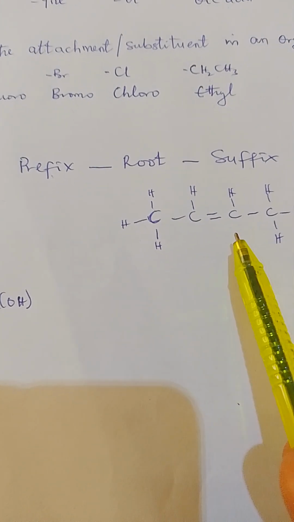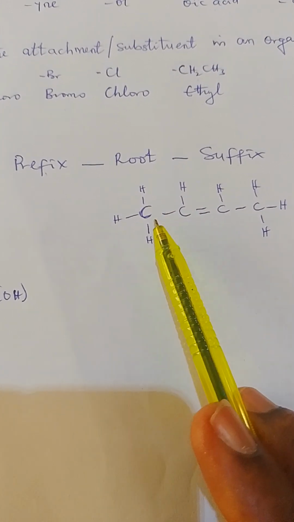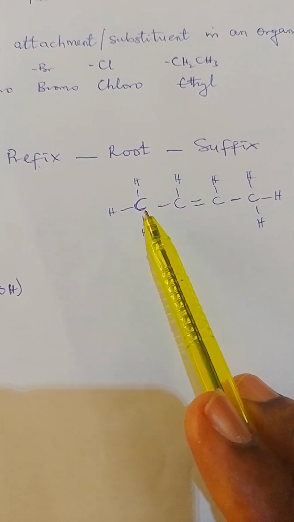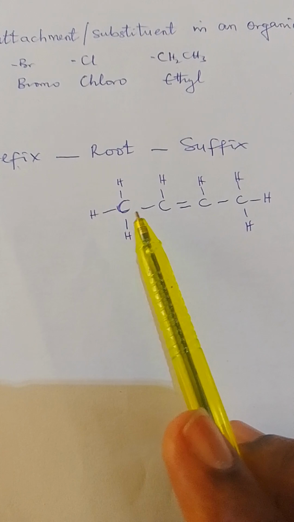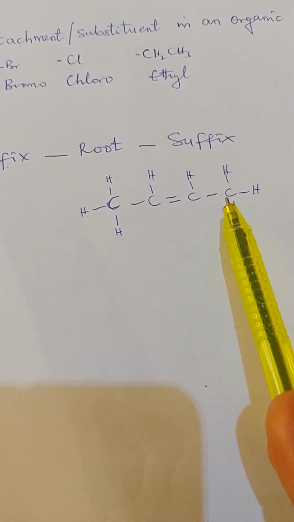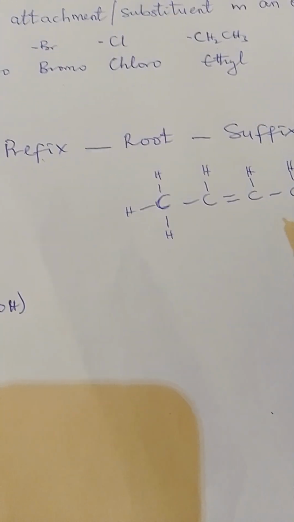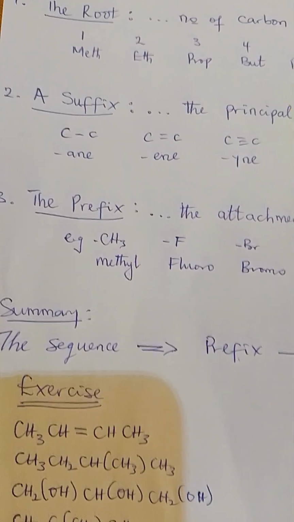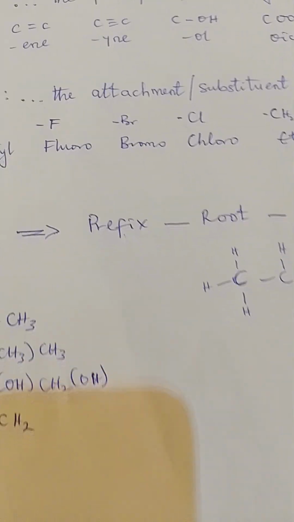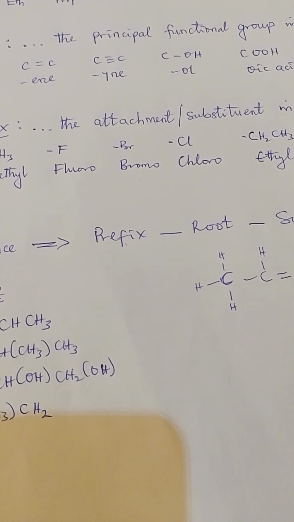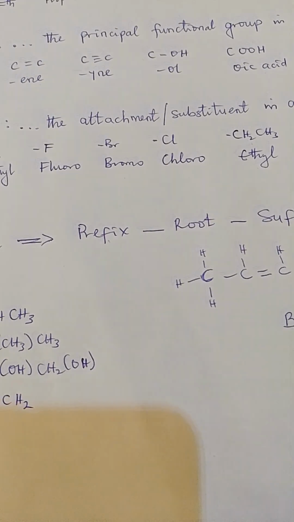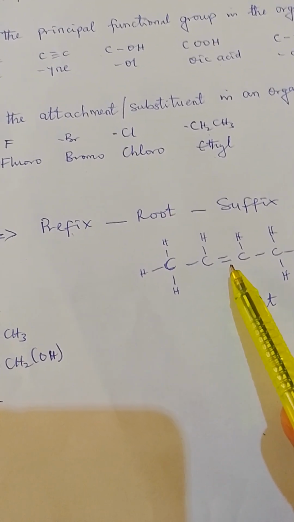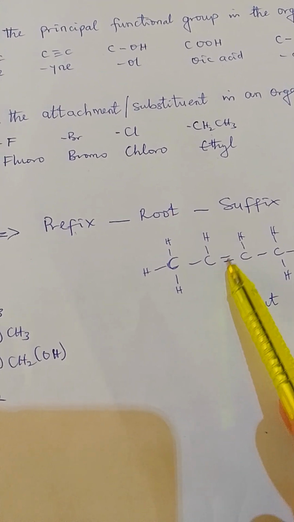All right. In this case now, you can see that there's no attachment at all, but we have a longest continuous chain of 4. And when we have 4, from what we have said before, 4 is what? But. Okay? So that means you can just write your but first. And if you look at but now, you see that there's a double bond attached somewhere.